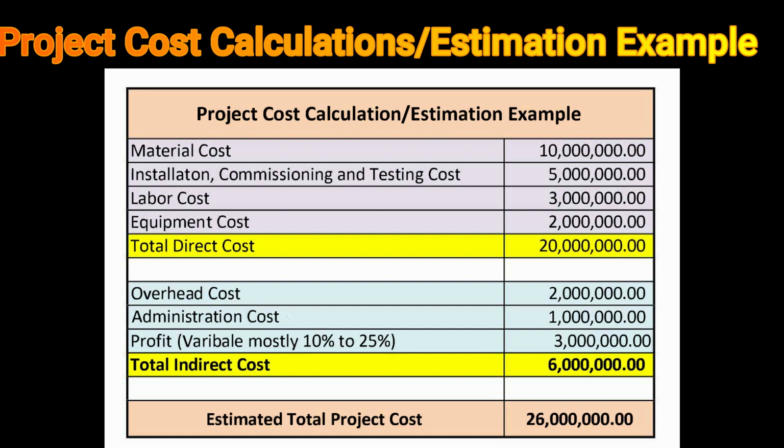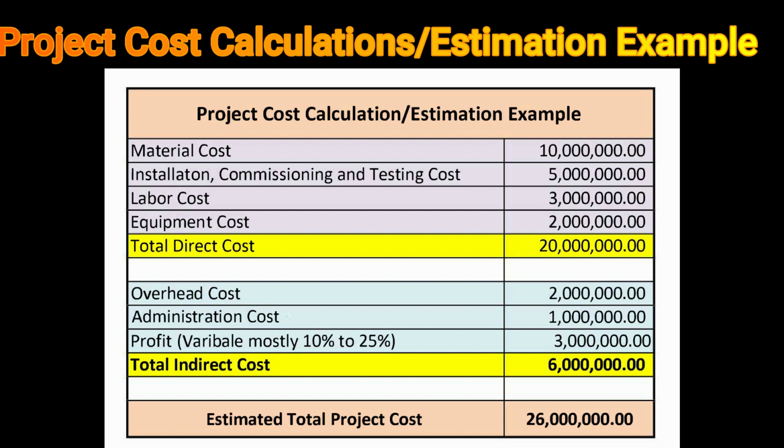Now we have one example for project cost calculation or estimation. Let's say we have a project and the material cost for this project is $10 million. Installation, commissioning and testing cost is $5 million. Labor cost is, let's say, $3 million. Equipment cost is $2 million. So the total direct cost is $20 million.